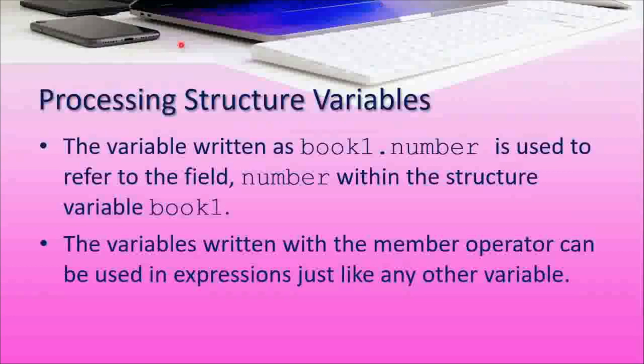The variable written as book1 dot number is used to refer to the field number within the structure variable book 1. So if you have a member like number within the variable book 1, in order to access the number of book 1, you have to put book 1 dot number. If you want to access the number field of book 2, you should put book 2 dot number. Variables written with the member operator can be used in expressions just like any other variable. This way of representing the members can be used anywhere, just like any other variable.